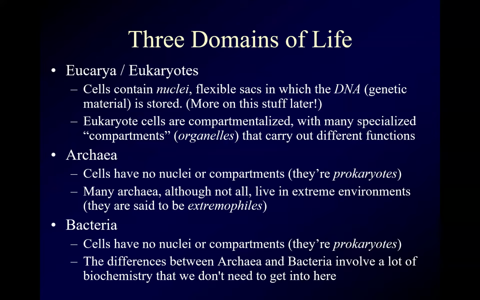Eukaryotes, cells contain these flexible sacs of DNA. That's called the cell nucleus. And eukaryote cells are further compartmentalized. Outside of the nucleus, they contain a lot of specialized structures that do various things, and we call those organelles.